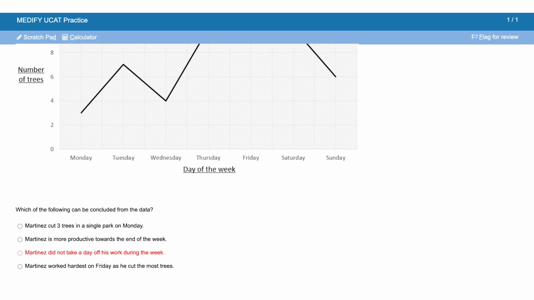And the third option reads, Martinez did not take a day off his work during the week. And if we have another look at the graph, we can see that Martinez did work Monday to Sunday without taking a day off. So this third answer is the correct one.